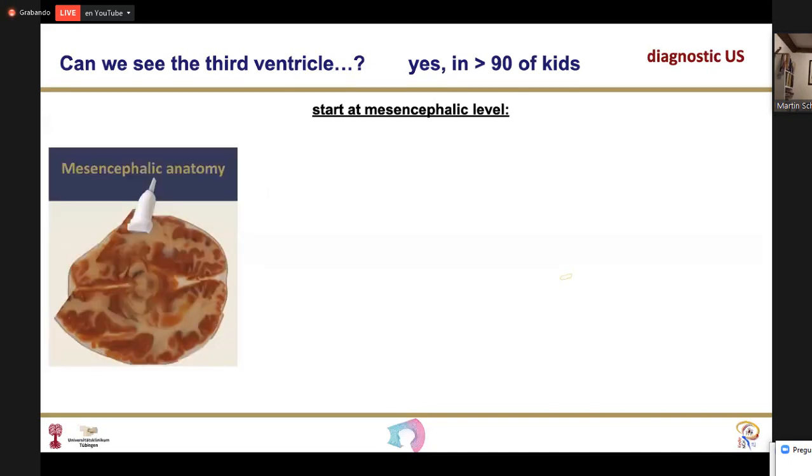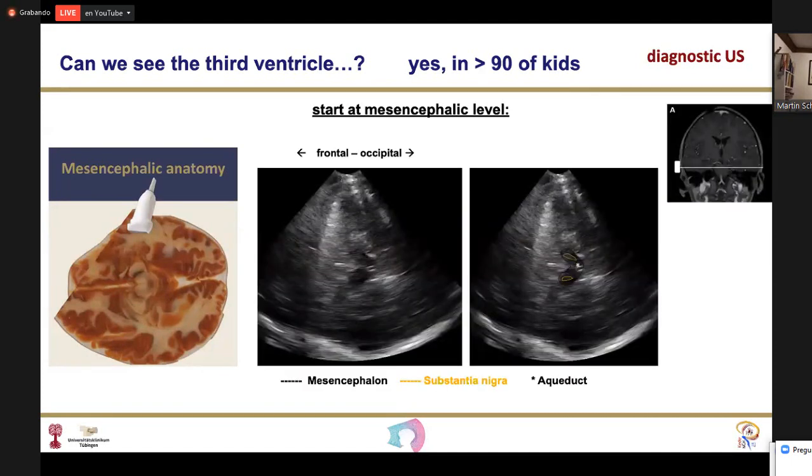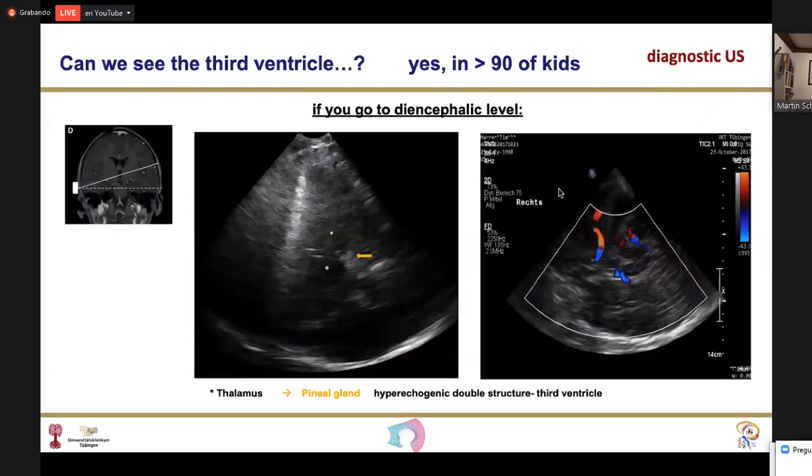So if you start from a transtemporal window on the mesencephalic level, you will see here black in the middle, these two olive things. This is the mesencephalon and the two cerebral peduncles. The yellow is the substantia nigra and the little asterisk is the aqueduct. And this is an axial scan.